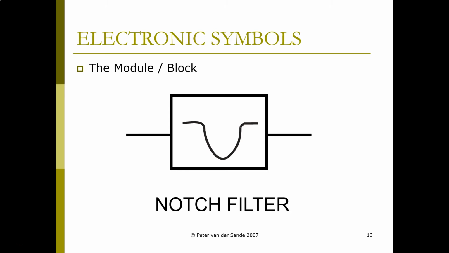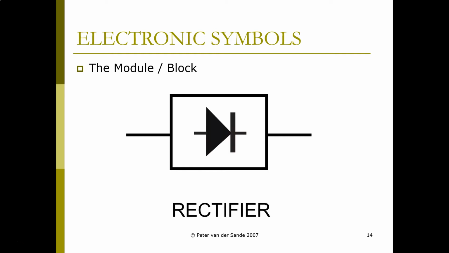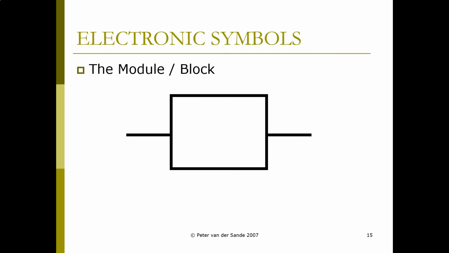If you were looking at a circuit that would only allow electricity to flow in one direction, your module or block might consist of a rectifier. Now, a rectifier only allows voltage to pass through it in the direction, for all intents and purposes of our class, of the arrow. So if you had a sine wave, it would block the lower half of the sine wave, so only the upper half would pass through this block.